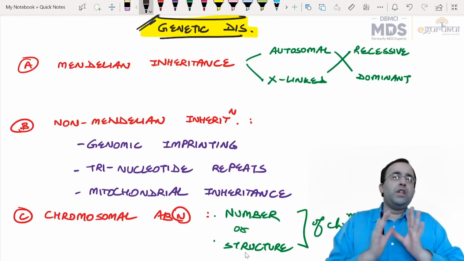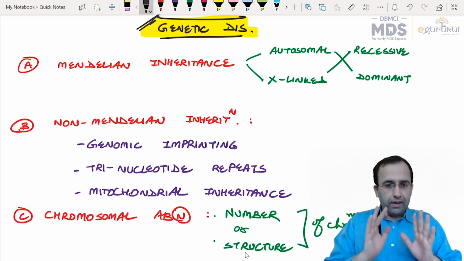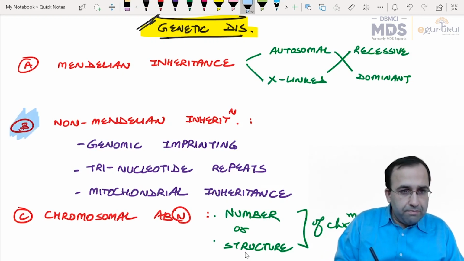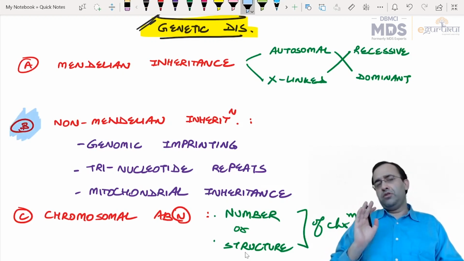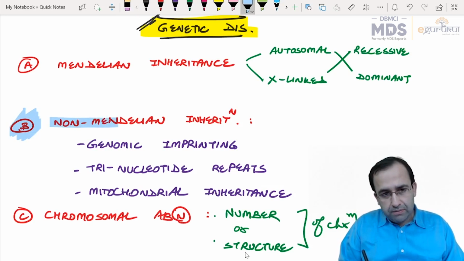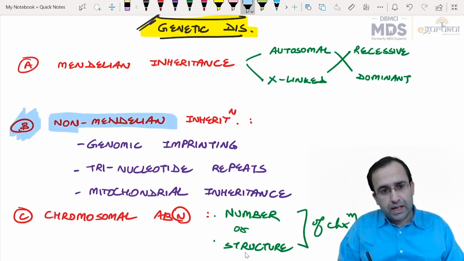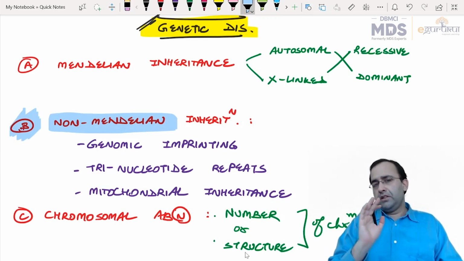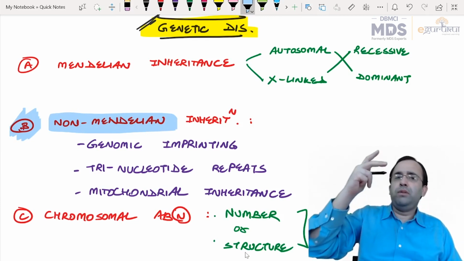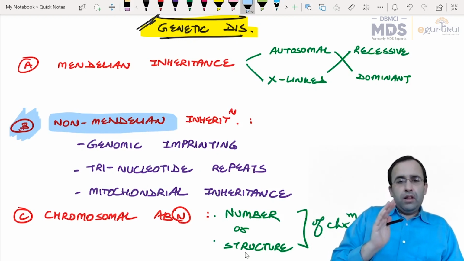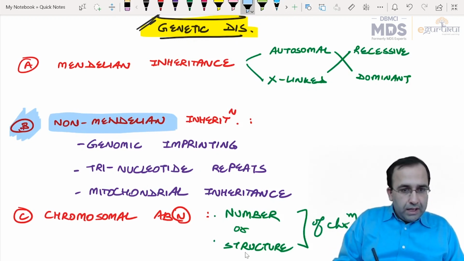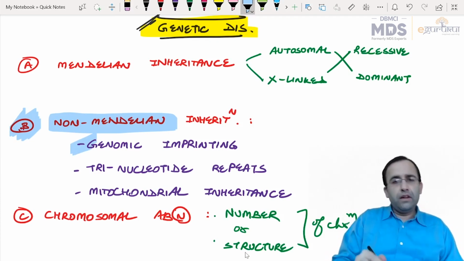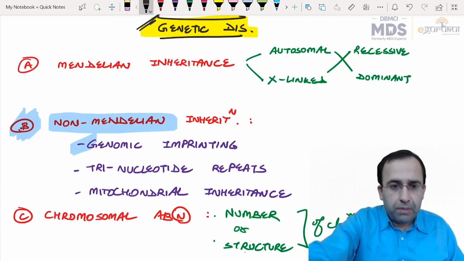This is genetic diseases. First point, let us start with our first main category. पहले वाली से शुरू करते हैं. That is the first main category, which is all understanding based. That is non-Mendelian inheritance. पहले non-Mendelian से शुरू करते हैं, then we'll go to chromosomal abnormalities and Mendelian. Let us start with non-Mendelian inheritance. Starting with the first non-Mendelian inheritance, that is genomic imprinting.